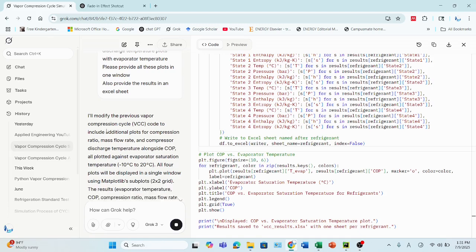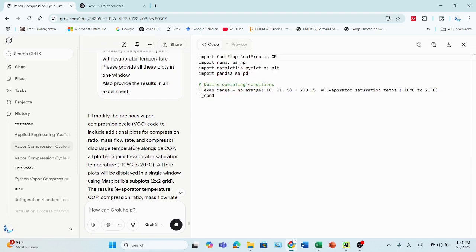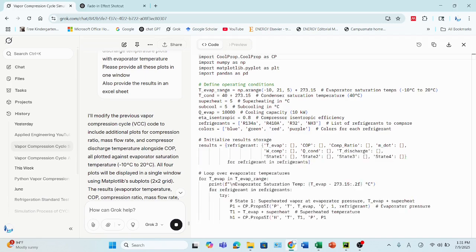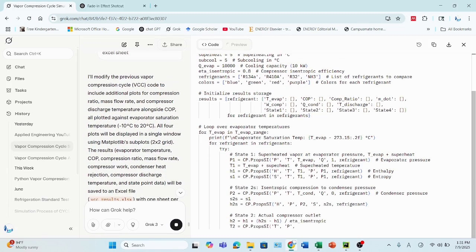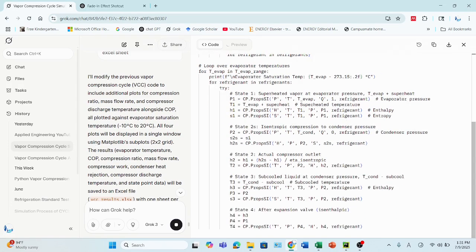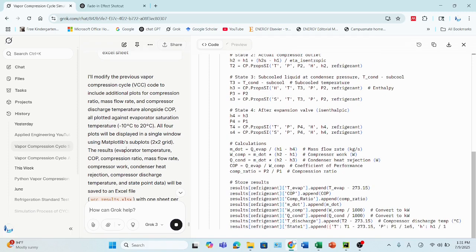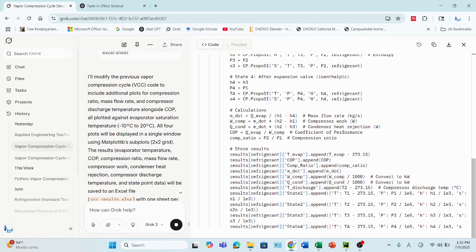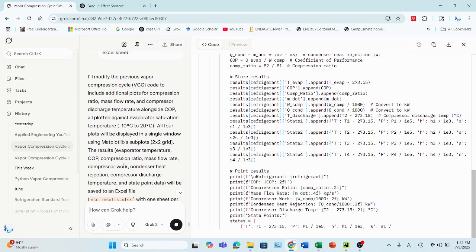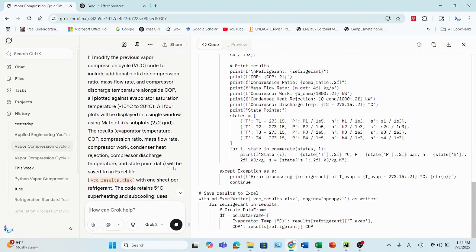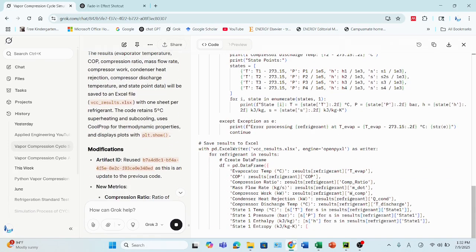So now Grok is working on the code and it's saying it is modifying the previous code, including additional plots for compression ratio, mass flow rate, compressor discharge temperature alongside COP, all plotted against evaporator saturation temperature from -10 to 20 degrees Celsius, and all four plots will be displayed in a single window using matplotlib subplots. And the results: evaporator temperature, COP, compression ratio, mass flow rate, compressor work, condenser heat rejection, compressor discharge temperature, and state points will be saved in the Excel sheet.